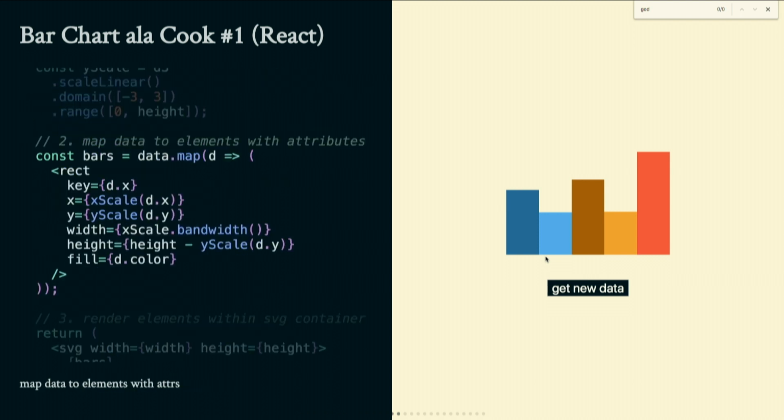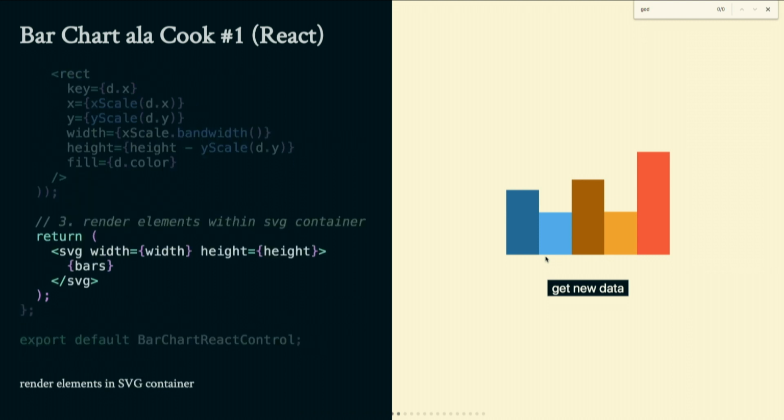Then we map data to SVG elements, to rectangles, and provide them with the attributes that we need to visualize them. So in this case, that's going to be the X and Y coordinates, and a width and a height, and a fill color. And then we render those elements within an SVG container. And this is where our dimensions come in. We just set the width appropriately to the width and height to the height. And we have a bar chart. And it sort of updates when we click Get New Data, but we're missing the beauty of that animation and all of the value that it adds that we just talked about.